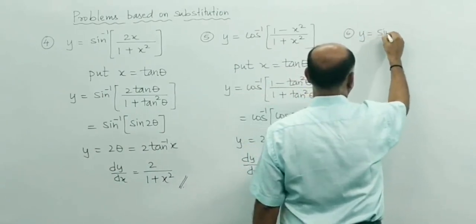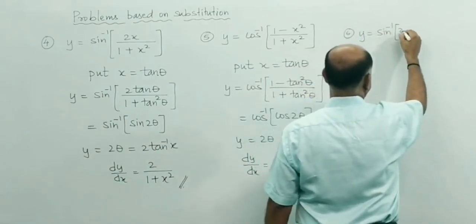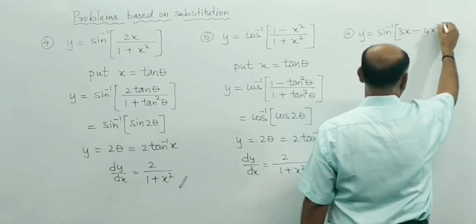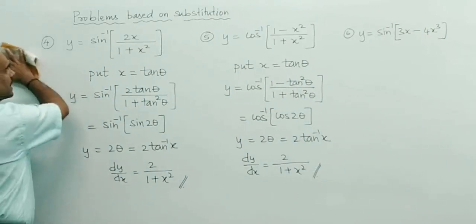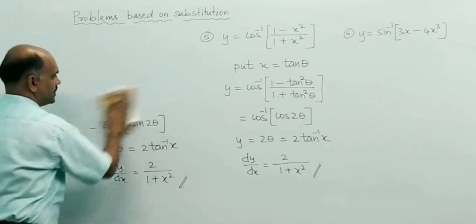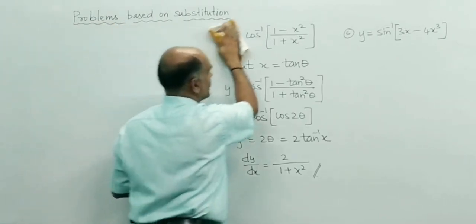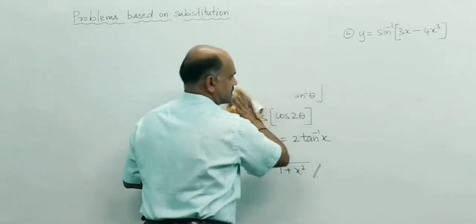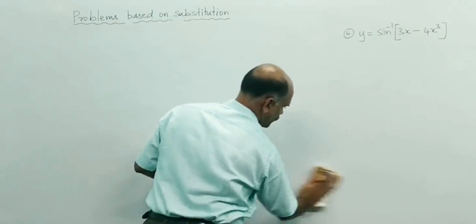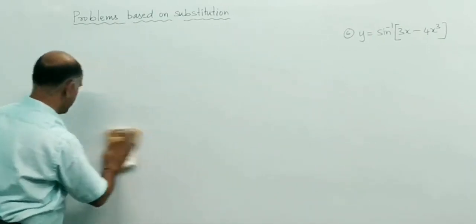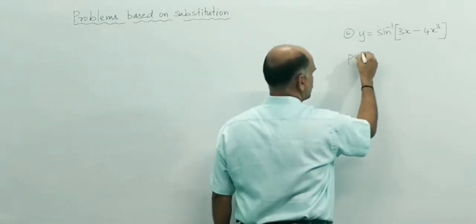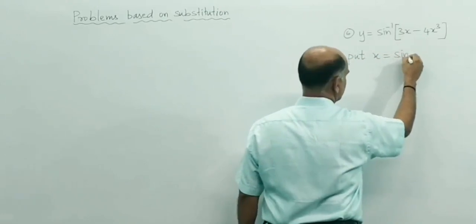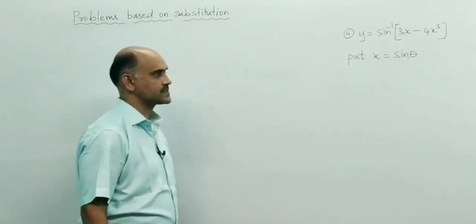Next, sixth one. y is equal to sine inverse of (3x minus 4x cube). Again you see the bracket. In what formula type it is there, you can recognize. Yes, correct. 3 sine theta minus 4 sine cube theta will be equal to sine 3 theta. So here put x equal to sine theta.